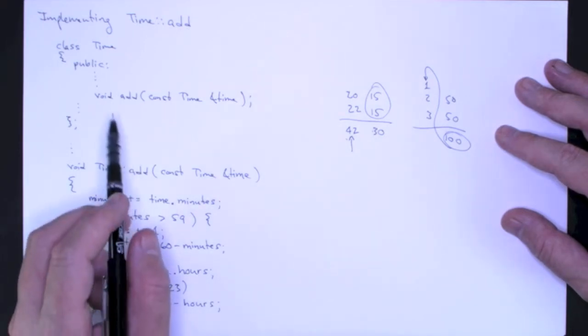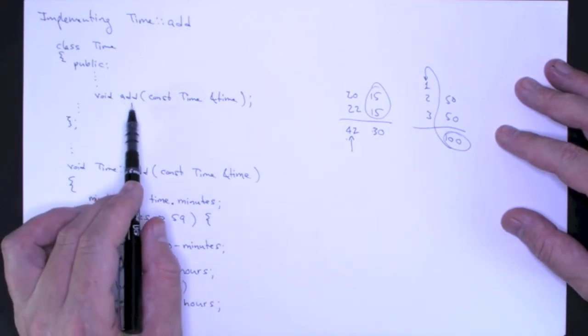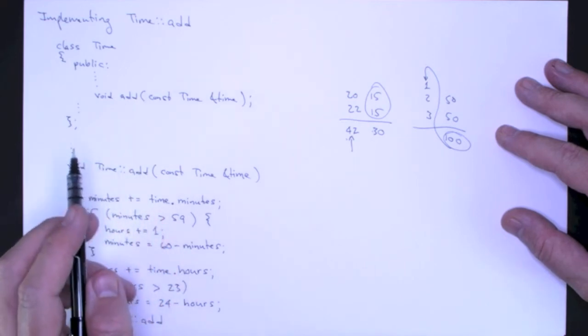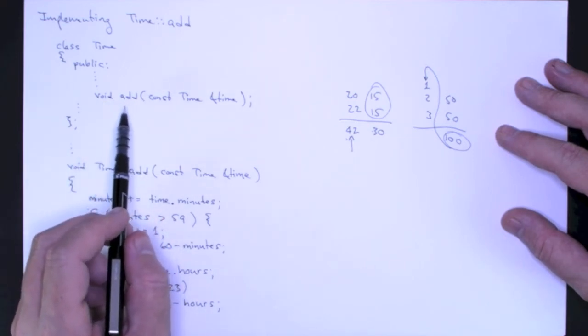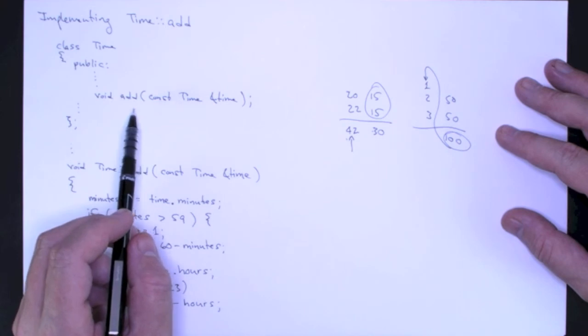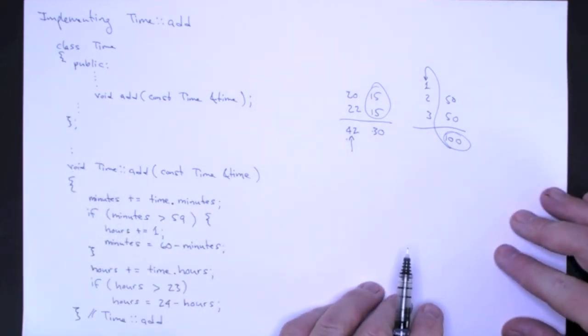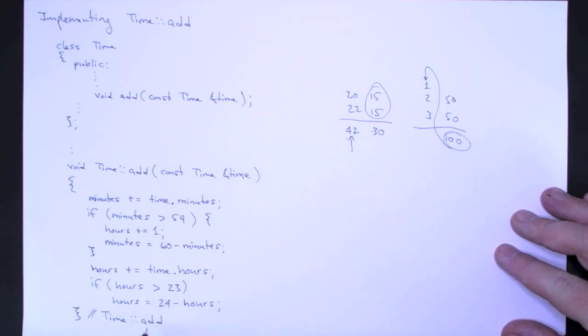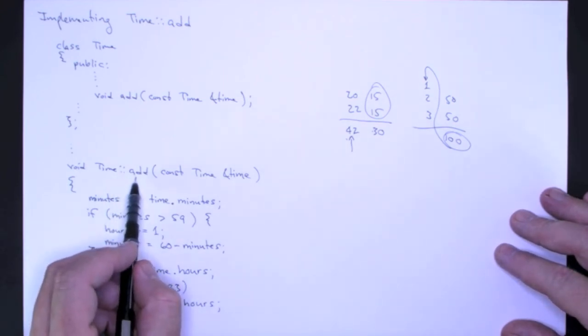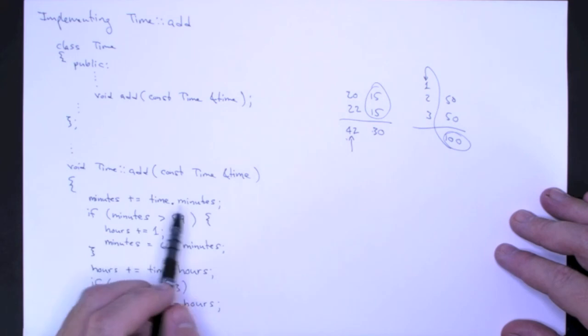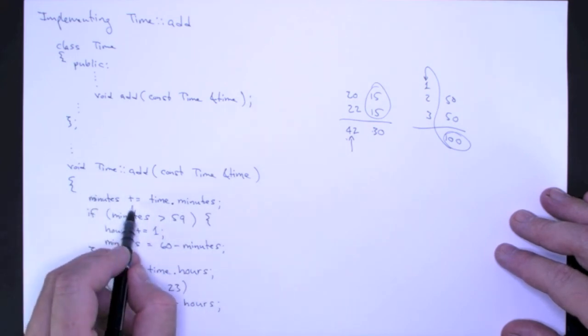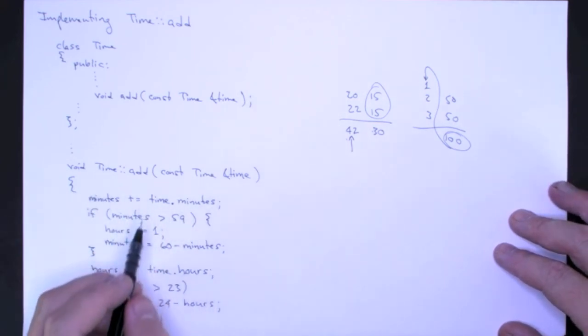So let's keep going with this. In addition to add, let's look at some relational operators like equality operators and then less than or equal to. And then that will set us up for operator overloading, where instead of using the method name add, we'll actually be able to use the plus equal operator to add time objects.